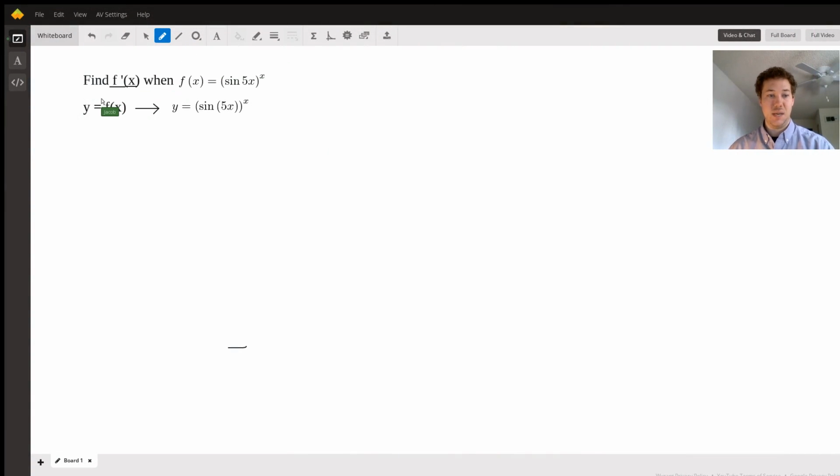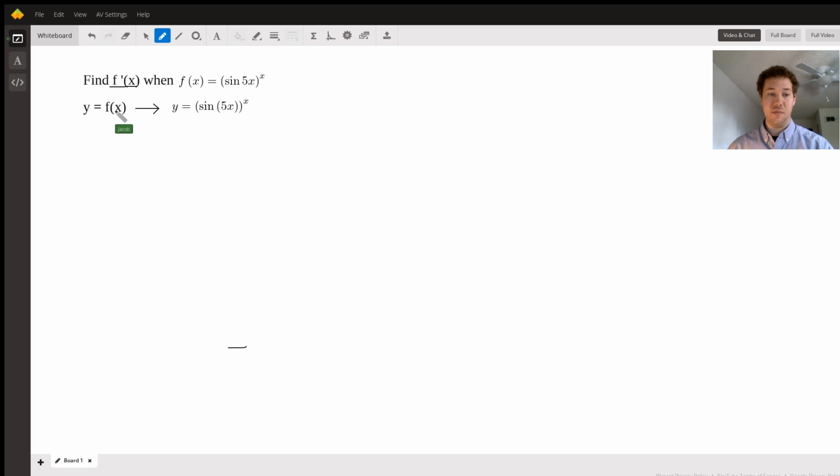Hello, so I have this example problem. This problem asks us to find f prime of x, the derivative of f of x, when f of x is equal to sine of 5x raised to the x power. Now, this x in the exponent is our point of concern. It would be nice if we can move it out into the front. So one way we can do that is taking the logarithm of both sides.